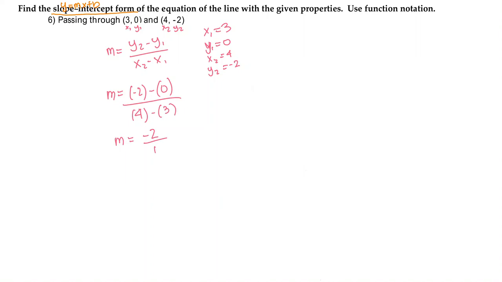You can leave it as -2 over 1, or you can simplify that further to just -2, but it doesn't matter. I personally prefer leaving slope as a fraction always because it's easier to see that it is rise over run. Okay, so now that we have our slope and we have coordinates, we can plug that into a formula. So we can either use point-slope form, or we can go straight into slope-intercept form.